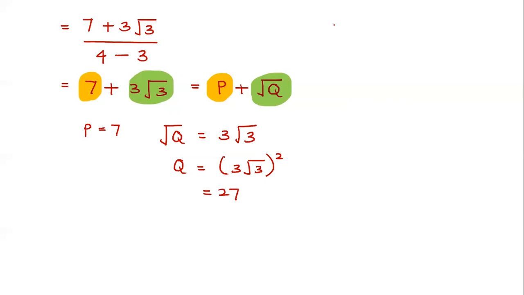Okay, the question asked is Q minus P. Q minus P. So your Q is 27. Your P is 7. So your final answer is 20.